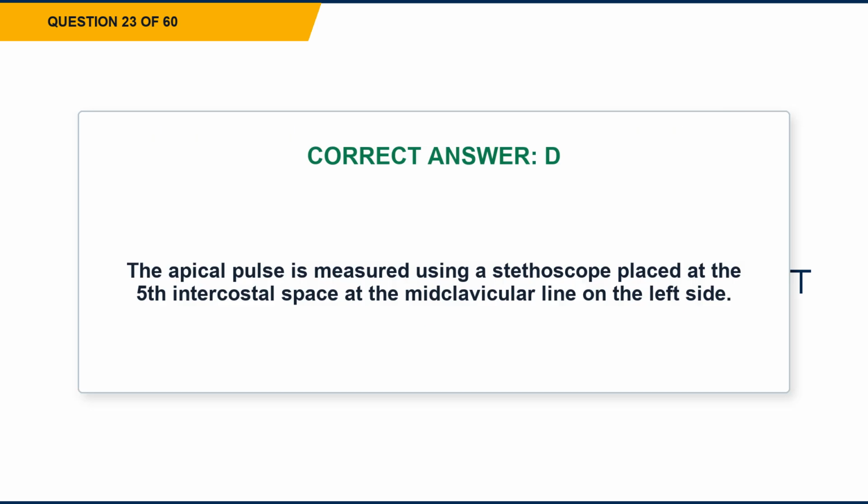Explanation. The apical pulse is measured using a stethoscope placed at the fifth intercostal space at the mid-clavicular line on the left side.